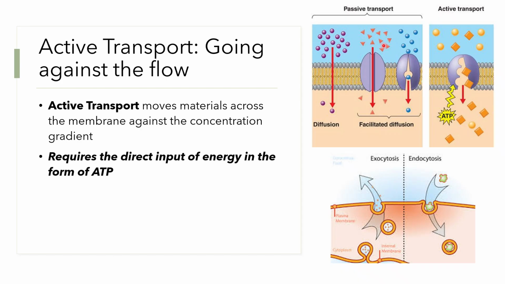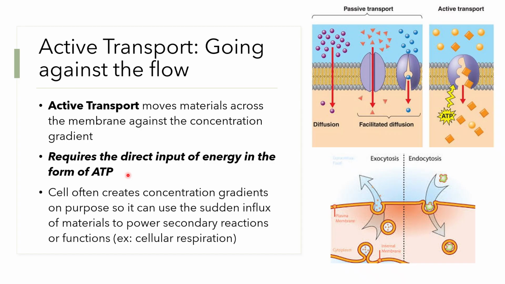So when we do this, though, it's going to require the direct input of energy because we are fighting entropy. We are creating order out of chaos. So we do this, as I said, to create gradients on purpose, so that way when we're ready, we can open up a channel and allow all of this gradient that we've built up to flow through.